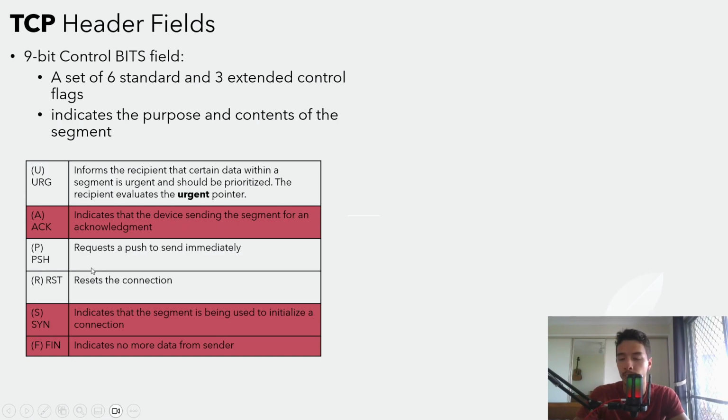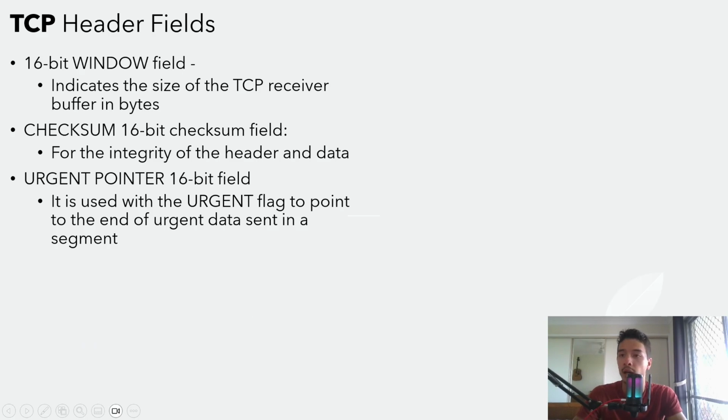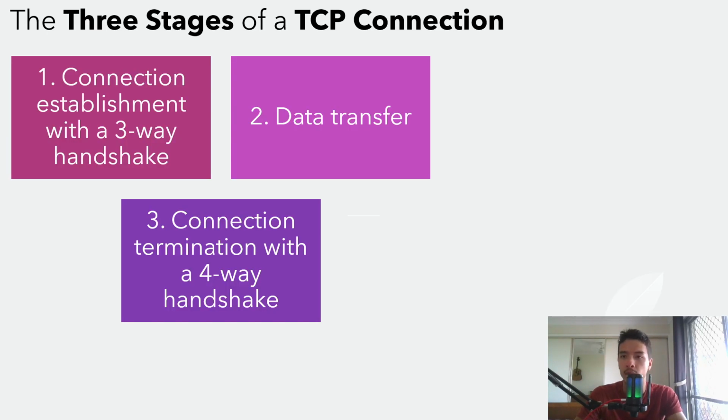You've got PSH, which requests a push to send immediately. These are the ones that I'm not really seeing personally. RST resets the connection. And you've got SYN, which indicates that the segment is being used to initialize a connection, and FIN indicates no more data from the sender. So your ACK, SYN, and FIN. You've got your 16-bit window that indicates the TCP receiver buffer size in bytes, checksum, urgent pointer. We went over that.